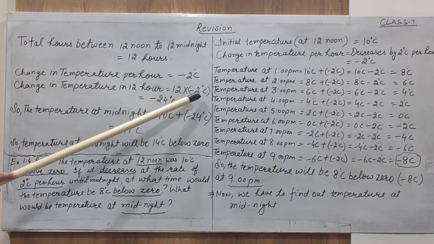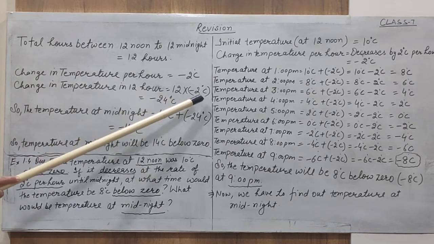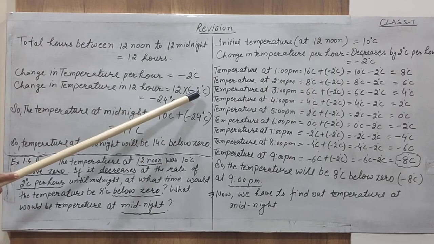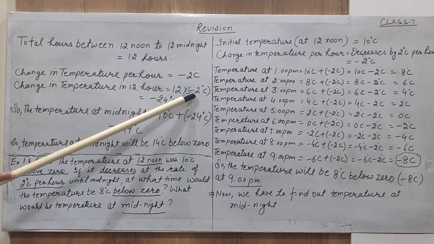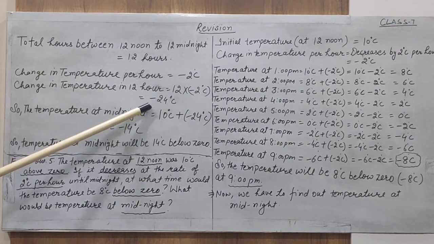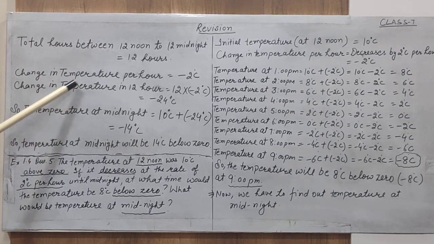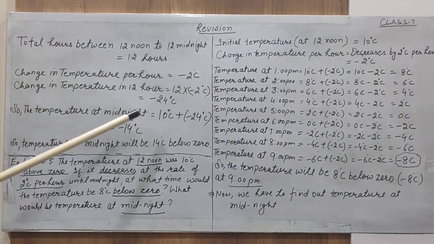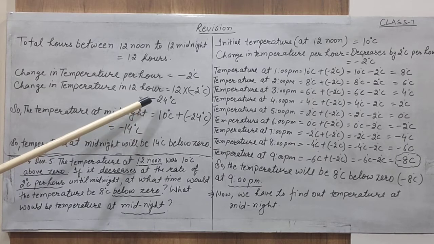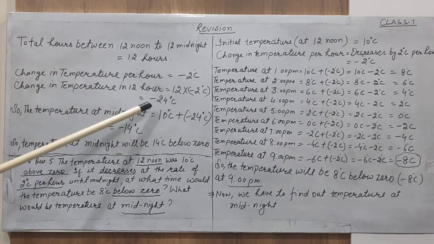Multiply 12 with minus 2, we get 12 into 2, 24 with the negative sign, because minus is multiplied with positive, we get a negative sign. So in 12 hours, total decrease of temperature is minus 24. This is the decrease, alright.